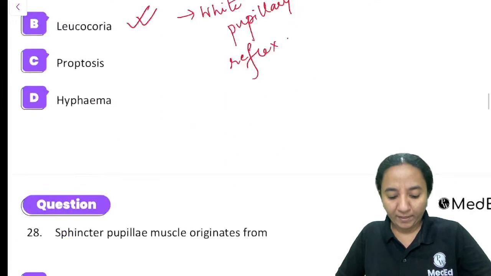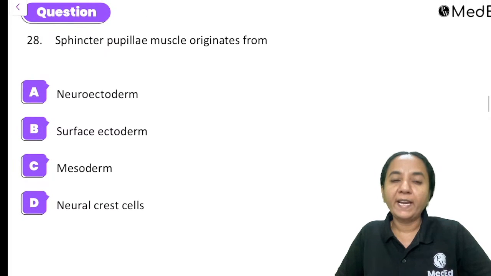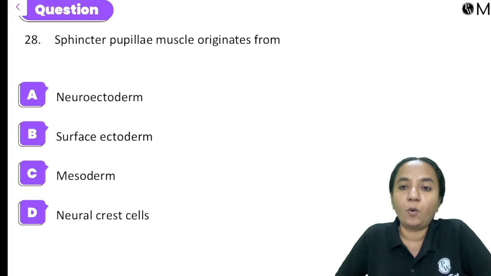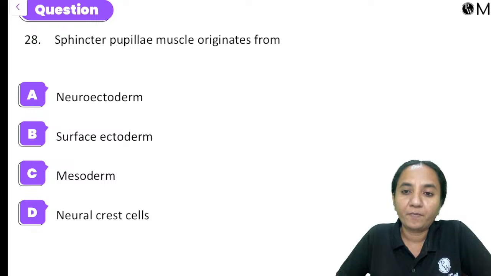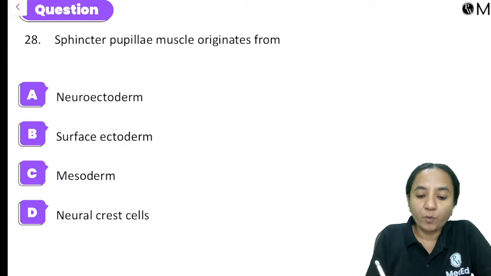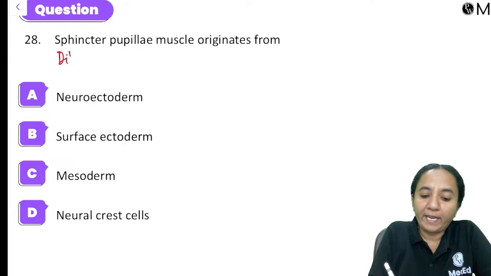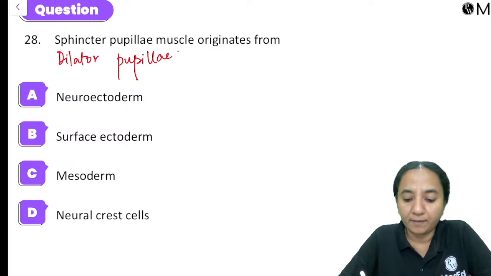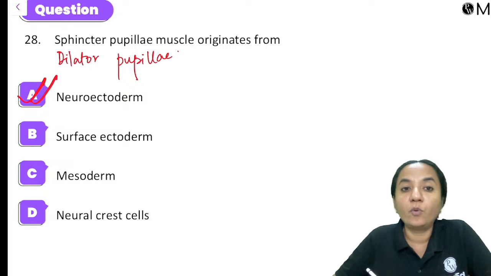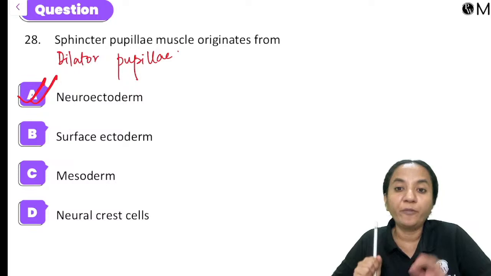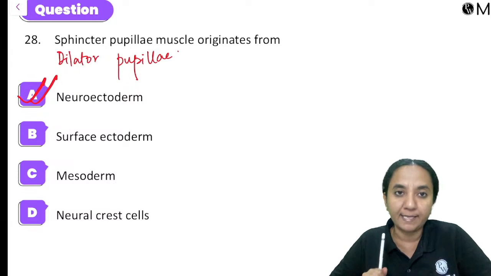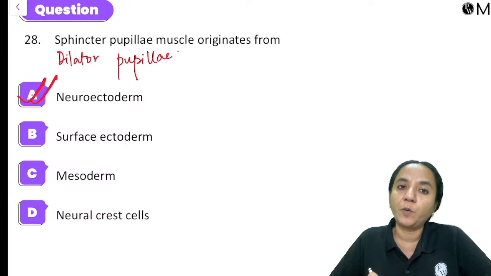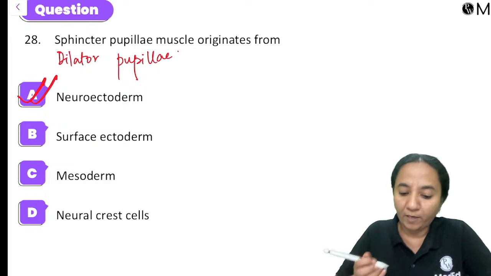Chalo, next question. Where does the sphincter pupili muscle originate from? This is a commonly asked question. Both the sphincter pupili and the dilator pupili muscles originate from the neuroectoderm. So I'll just tell you a few important things that are asked in the exam. Sphincter pupili and dilator pupili muscles originate from the neuroectoderm.